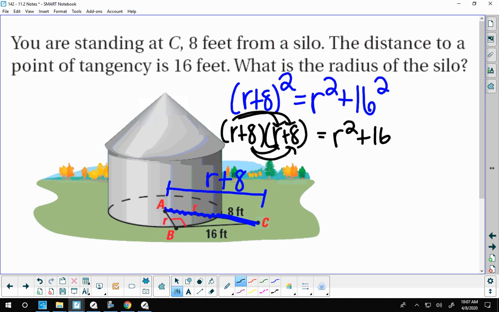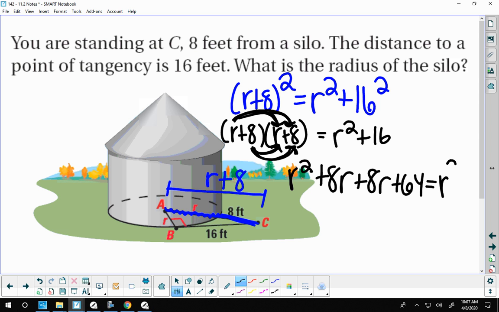So r times r, first times first is r squared. Outer is r times 8, so that's 8r. Inner is 8 times r, so that's plus 8r. And last times last is 8 times 8, which is 64. So that's everything on the left side of my equation. And then I still have r squared plus 16 on the right side of my equation.